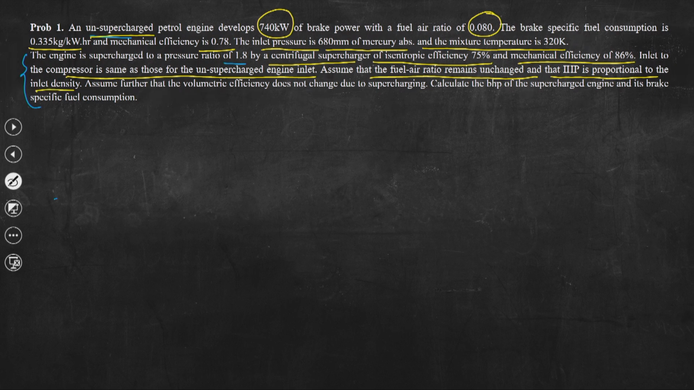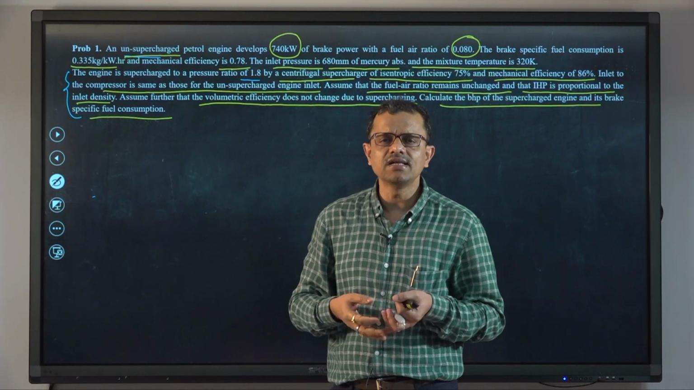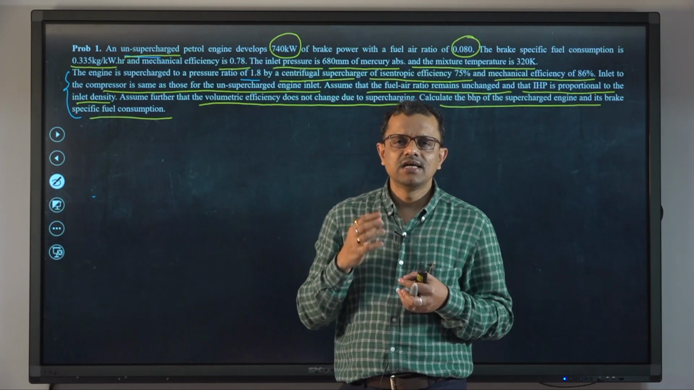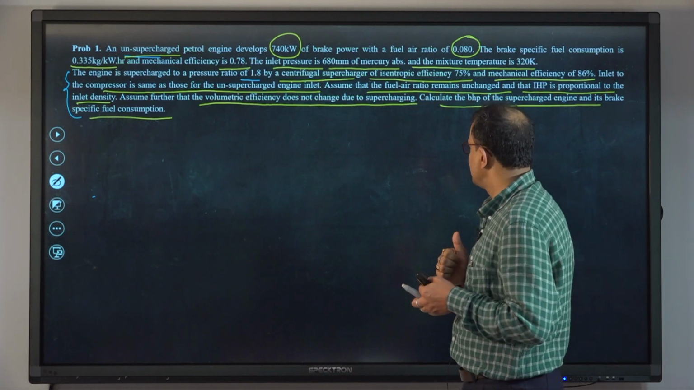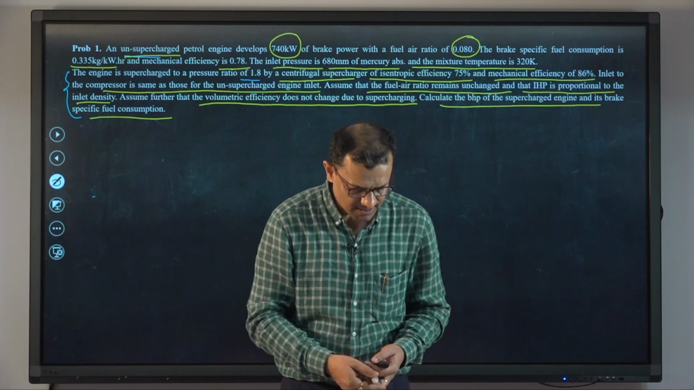So, IHP produced by the engine is proportional to the density. Assume further that volumetric efficiency does not change. So, volumetric efficiency is also remaining same for these two cases. Calculate the BHP of the supercharged engine and its brake specific fuel consumption. So, these two we have to calculate. From this problem statement we have seen so many things, we shall discuss all these things again during the solution process, but what we need to calculate is the brake horsepower and brake specific fuel consumption during supercharged condition. So, let us solve this problem first.